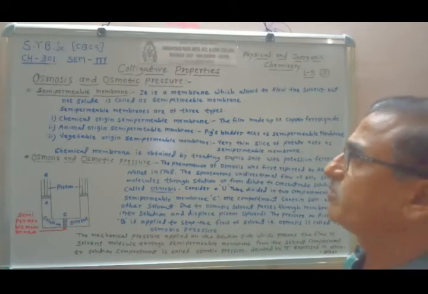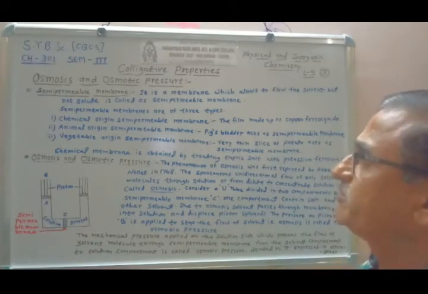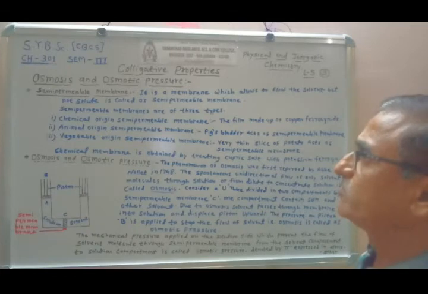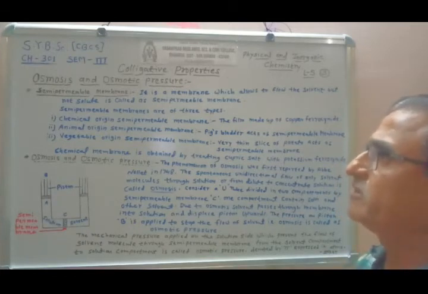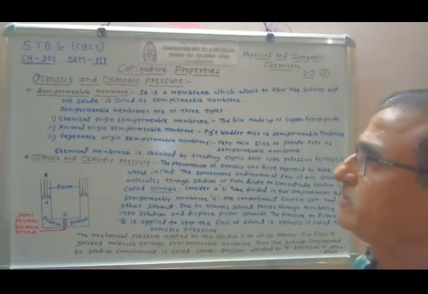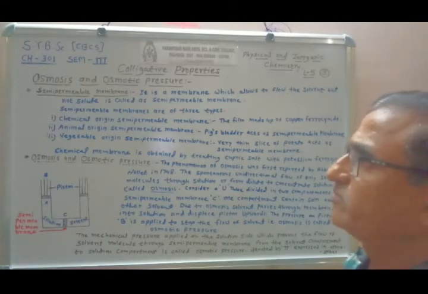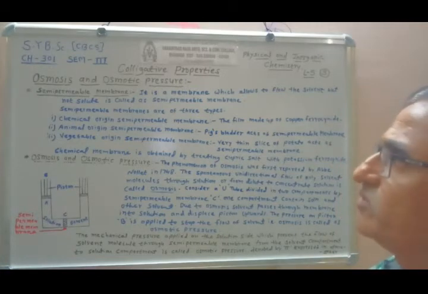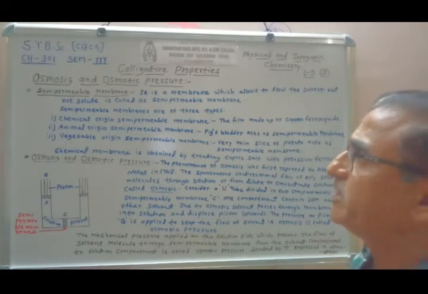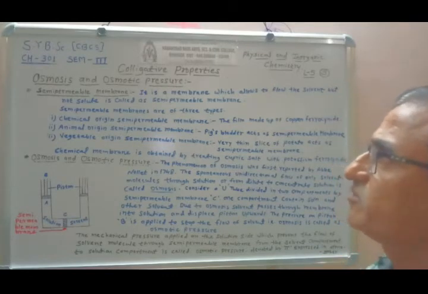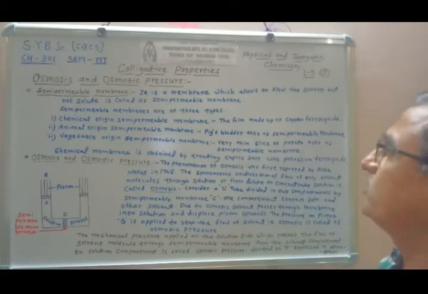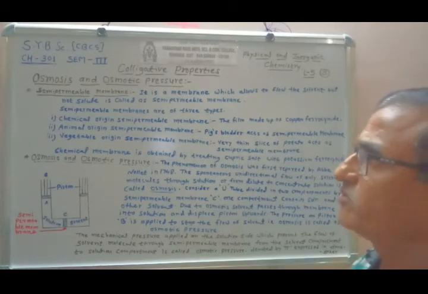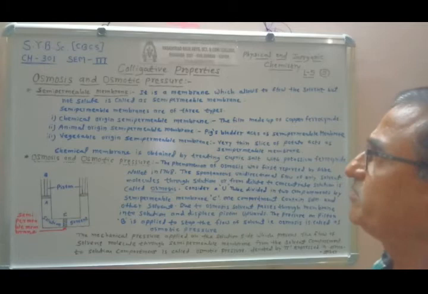Now friends, we have to discuss the next colligative property, that is osmosis and osmotic pressure. So this is also a colligative property. First, we must know what is a semi-permeable membrane. It is the main part in osmosis and osmotic pressure. It is a membrane which allows to flow only the solvent, not the solute, and is called a semi-permeable membrane.